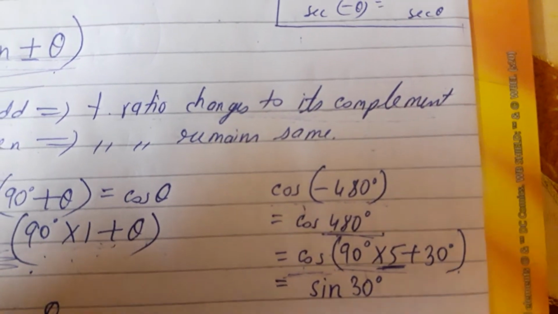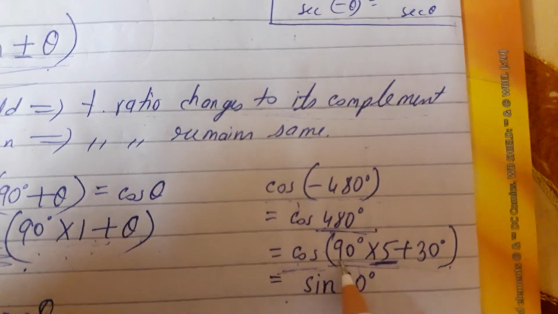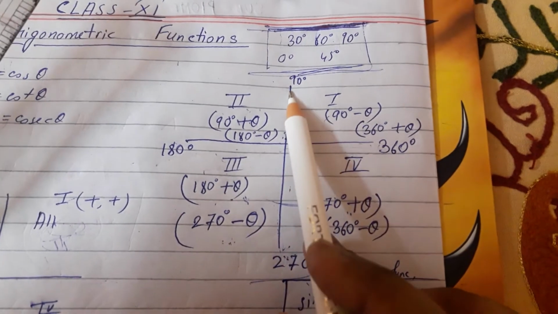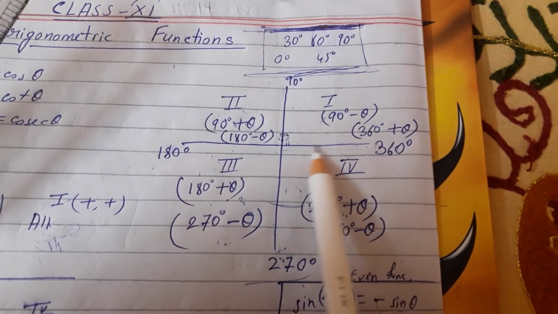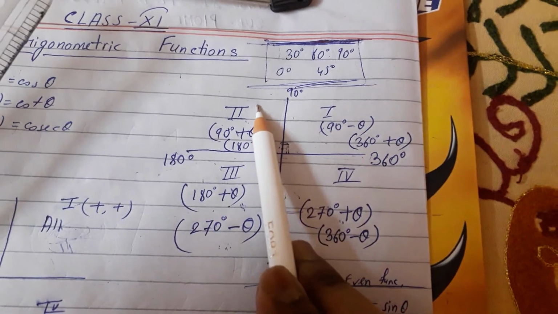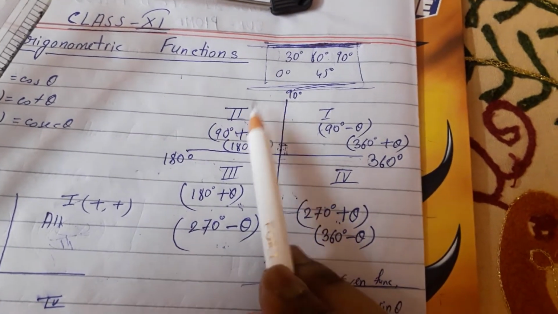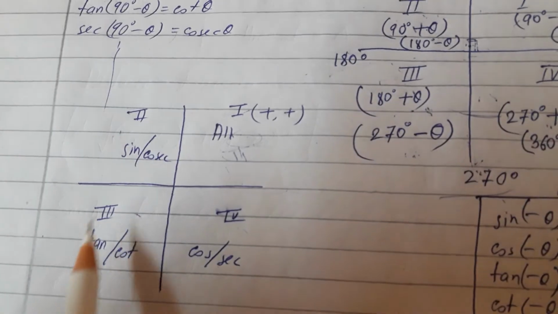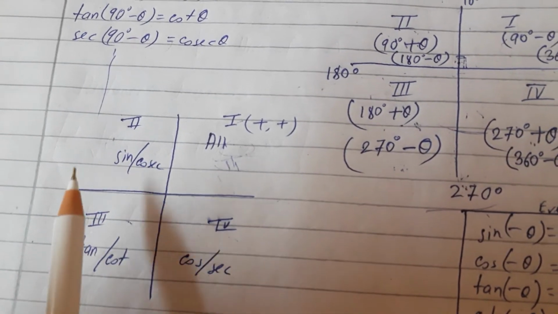Now we have to determine the sign, whether it will be positive or negative. For that reason you have to see this in the format of the graph. See, 90 into 5 plus 30 degree. See in the graph, 90 into 5 means 90, 90 into 2, 90 into 3, 90 into 4, 90 into 5, plus means this is the second quadrant. So this angle which we are finding now comes in the second quadrant, and we all know that the second quadrant contains the sine function.